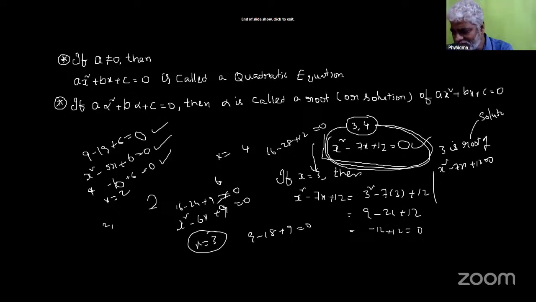Rochishnu, can you tell what is the other root of it? 6? No, that's 36 minus 36 plus 9, that's 9. That's wrong.